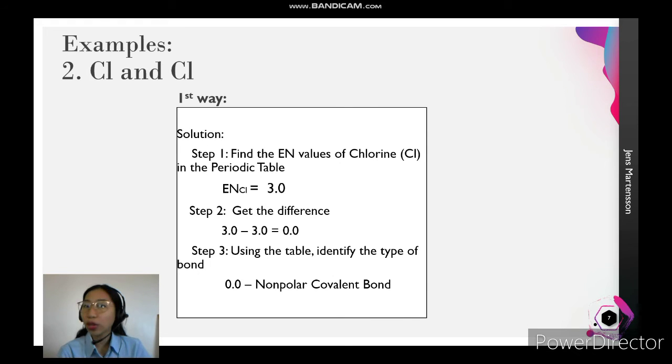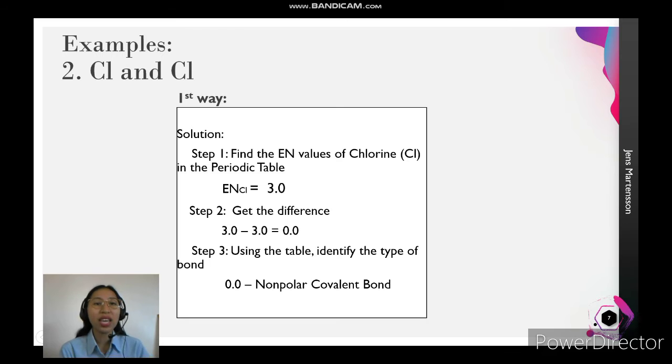Second example is between Cl and Cl. This means that your molecule is Cl2. Okay? So, a chlorine and another chlorine atom, i-bind nimo siya. What type of bond or what type of molecule can you form? So, wala na ko'y gibutang nga second way kay pareho lang man ang first way o second way because your En value for Cl is still 3.0.